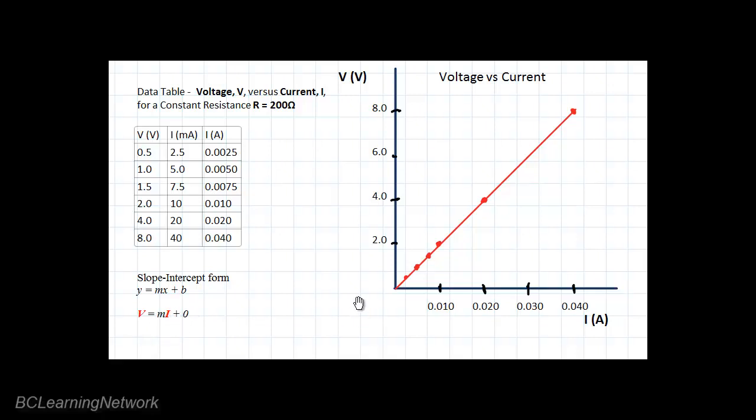So all we need to do is figure out what that constant value of the slope is. Notice that the steepness of that line never changes, which is why we say it's constant. So to figure out slope, we simply do rise over run, and we can do that right on our graph.